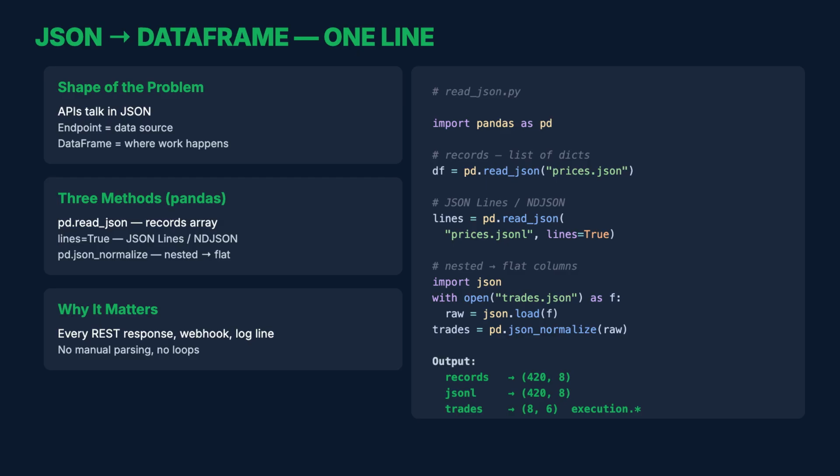JSON is how the web talks to itself. Every REST endpoint, every webhook, every BigQuery export. JSON is the wrapper around the data.